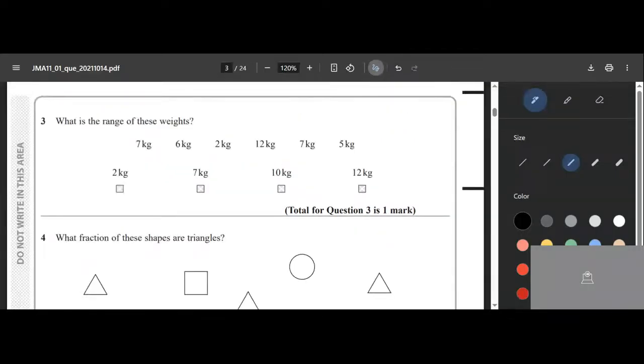Find the range of this set. What is the meaning of range? The meaning of range is that you are supposed to take the bigger number in the list given here and subtract the smaller number in the list. For this case, the bigger number is 12, and we subtract the smaller number, which is 2. By doing that small calculation, you have the range to be 10.